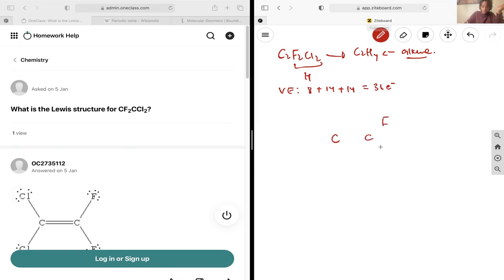Let me just start with your skeleton, and one bond between each. Fill in the octets for your halogens. So 2, 4, 6, 8, 10, 12, 14, 16, 18, 20, 22, 24, 26, 28, 30, 32, 34, 36.